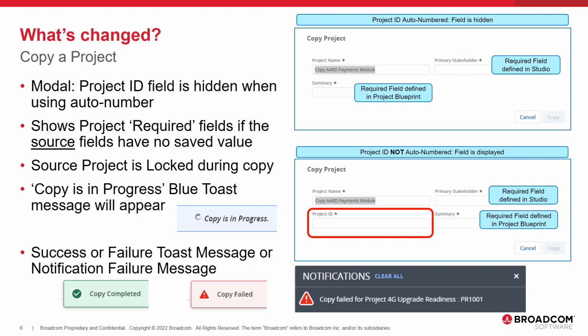Any locked project cannot be copied. For example, a project currently in the tentative schedule mode. The source project will try to obtain a lock to process the copy action, and if it is already locked, the copy action will fail. A toast message will pop up to indicate success or failure. For failures, a notification will also appear in the user's notification list.